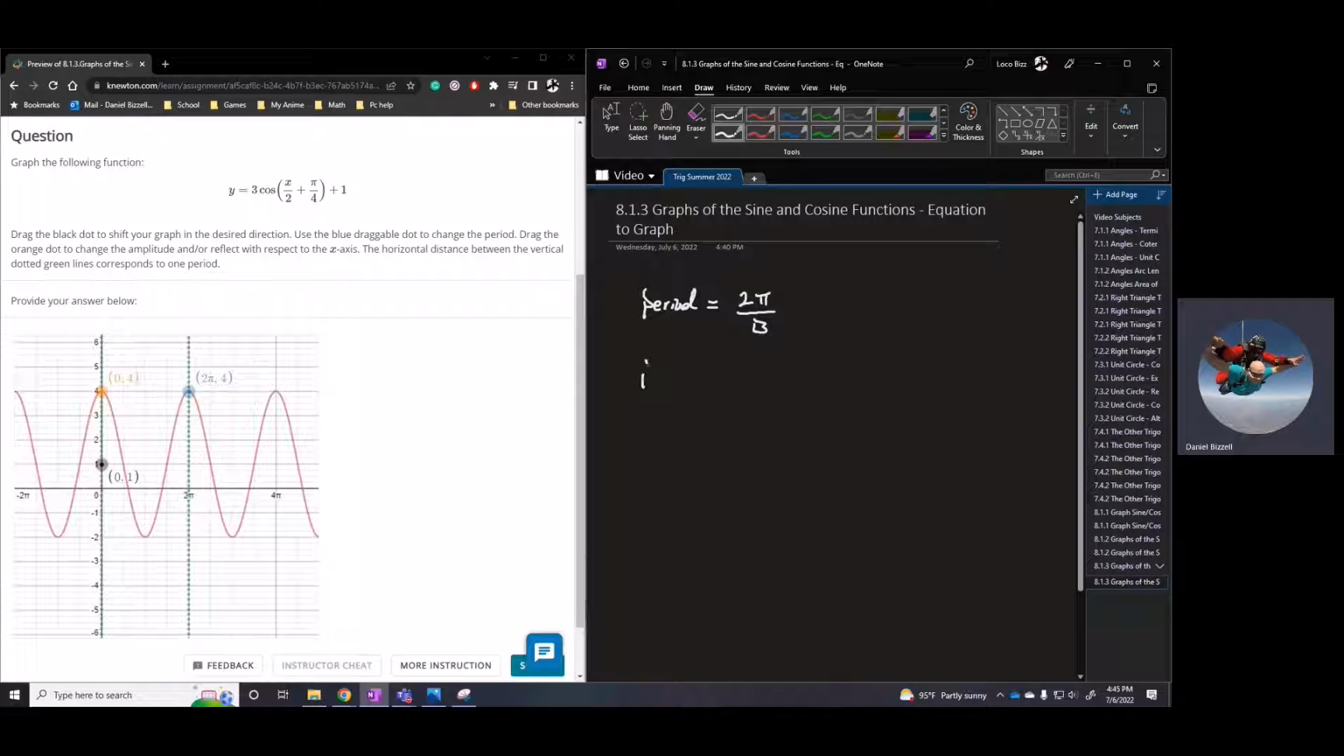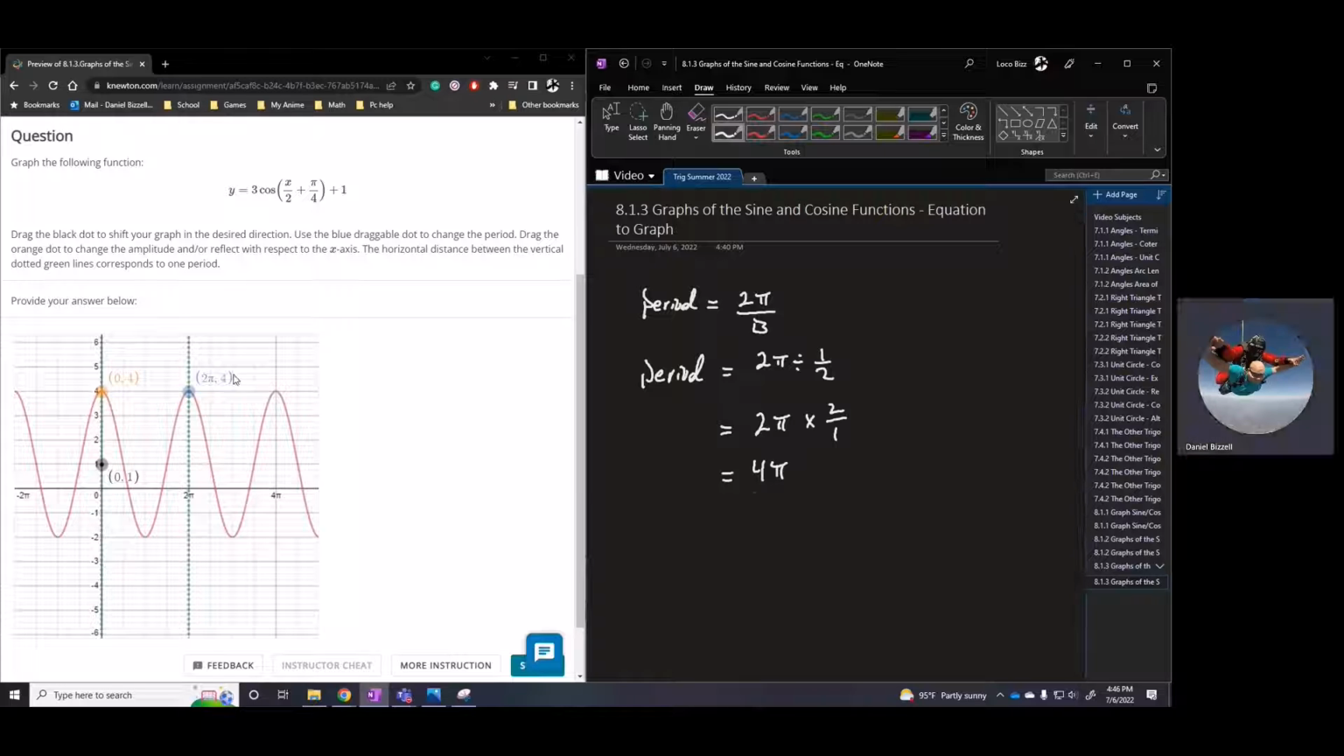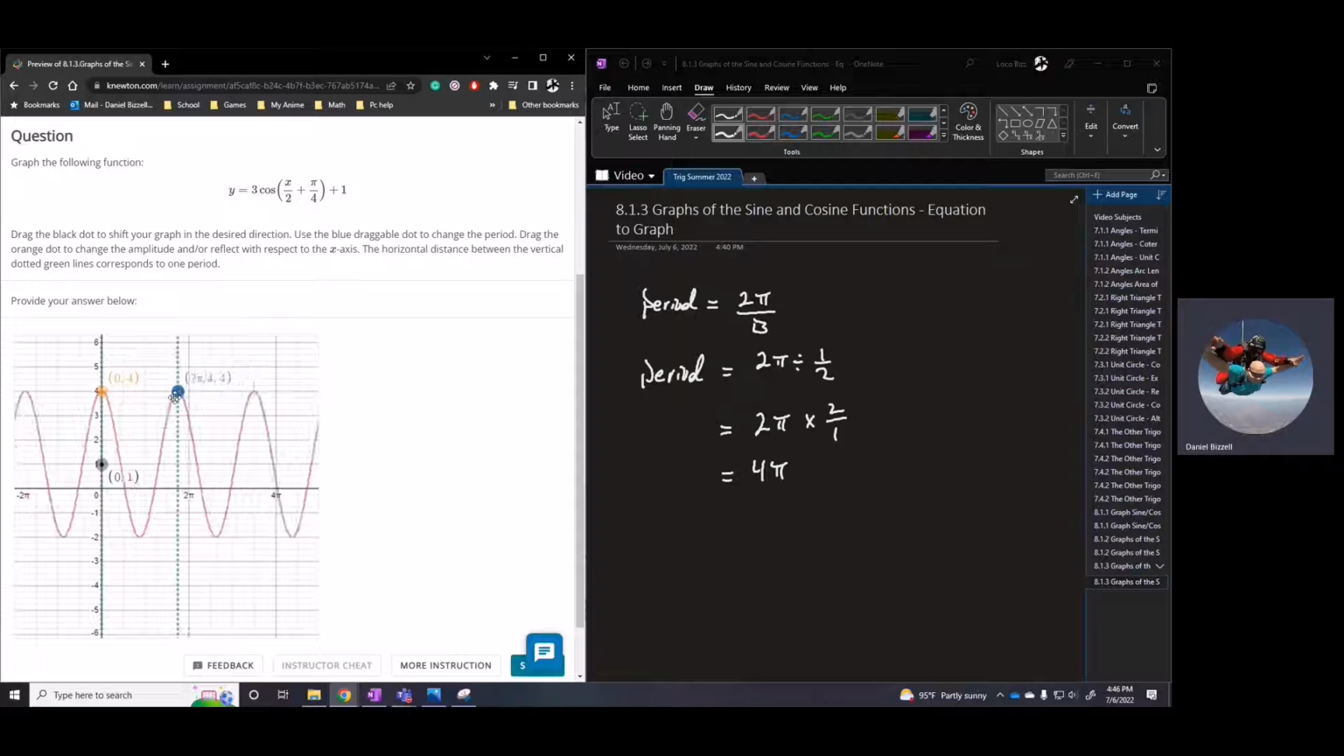So we're going to set our period equal to 2 pi divided by 1/2. Then we're going to simplify this and use the keep it, change it, flip it rule. So we get 2 pi times 2 over 1, which is just going to give us 4 pi. So we found out our period is 4 pi. The next thing we need to do is grab this blue dot here that changes our period and adjust it to 4 pi.